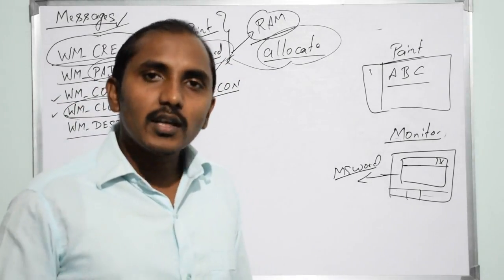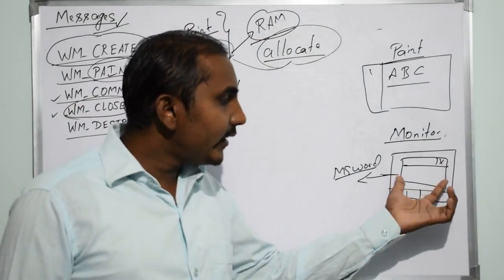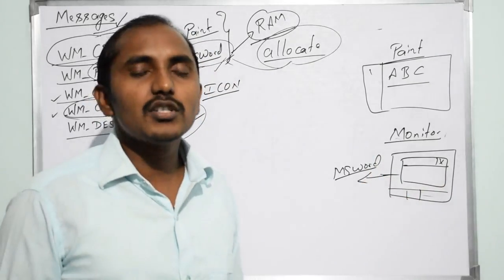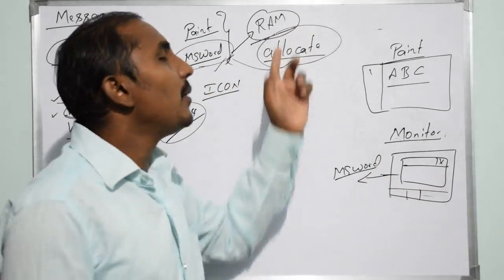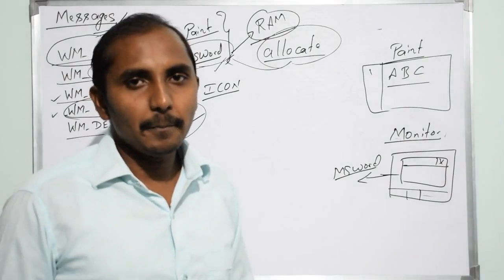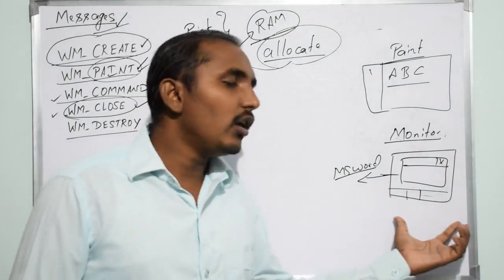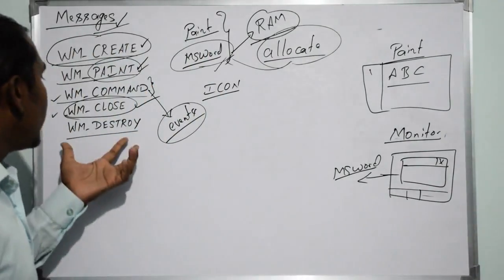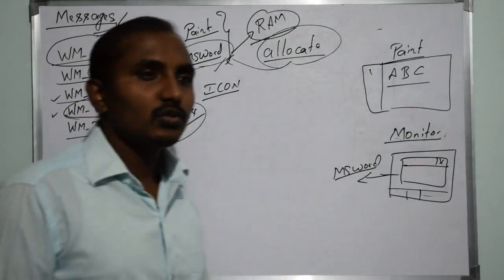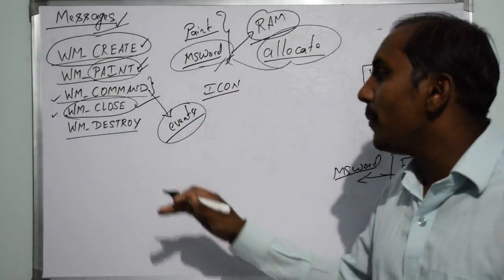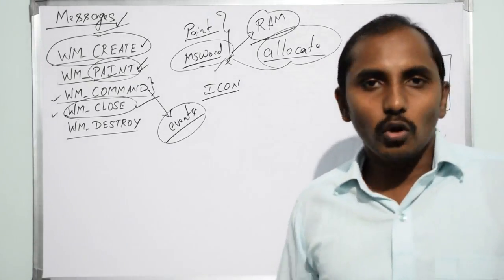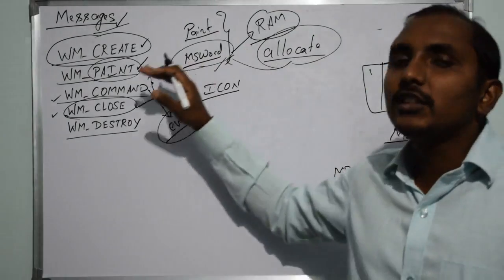The WM destroy message is called when the application has been executing and we want to stop that execution. When it has to be removed from the main memory, we call a message called WM destroy. So these are the different types of messages that we are going to use in VC++.